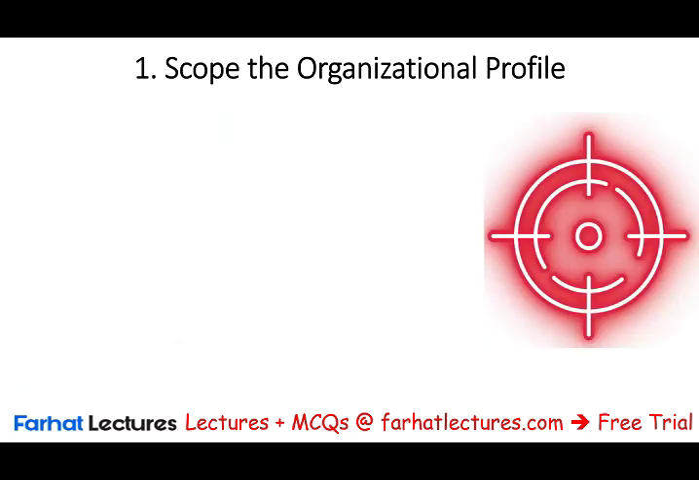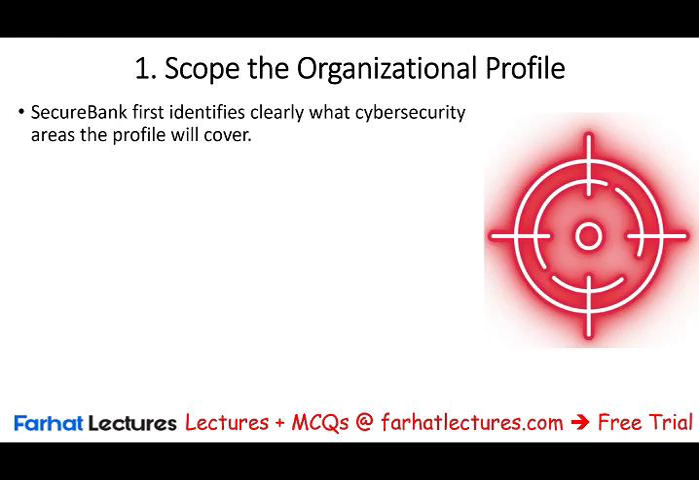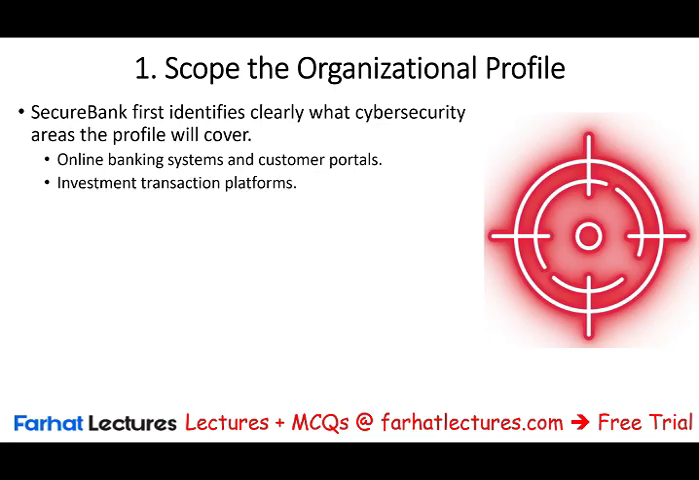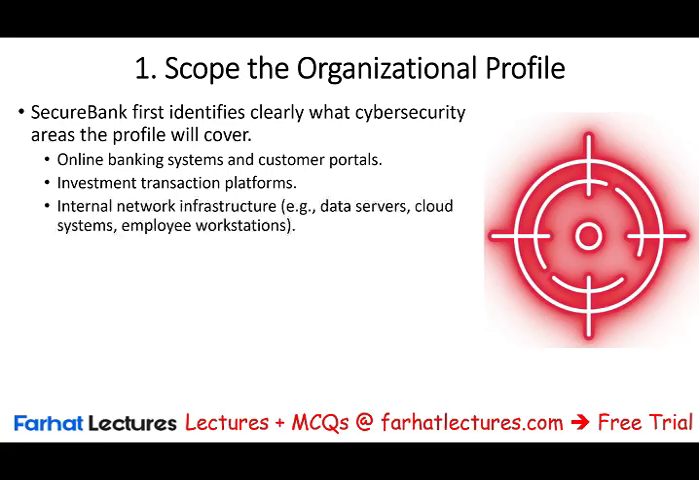The first thing they have to do is look at the scope of the organizational profile. What do we want to cover? What areas do we want to cover? What cybersecurity areas do we want to have? For example, any online banking system and customer portal. This is part of our scope. Any investment transaction platform. Anytime we have a transaction, for example, on the network, that's covered in our cybersecurity. Internal network, data servers, cloud systems, employee workstations. Those are all within the scope of what we need to cover. Employee identity and access management procedures.